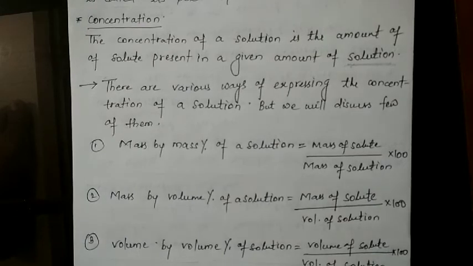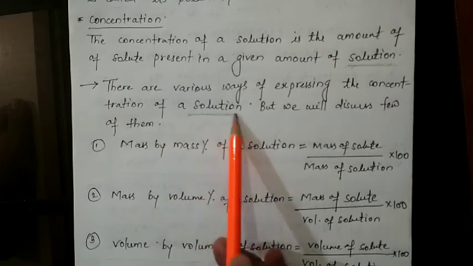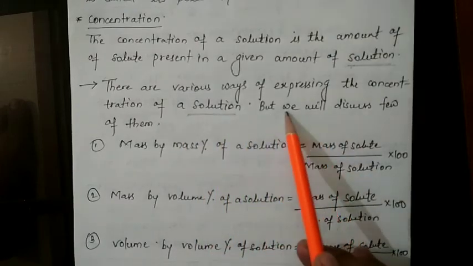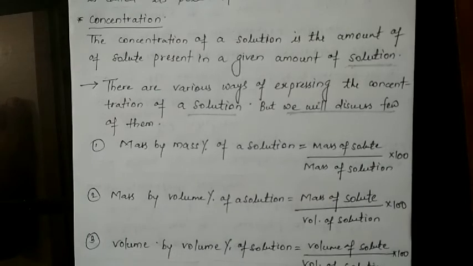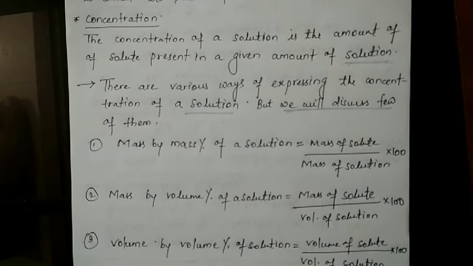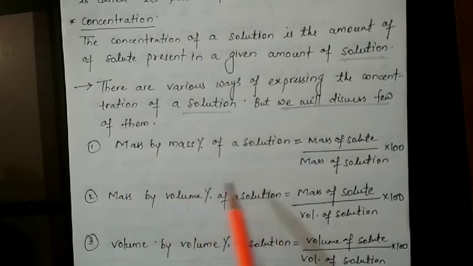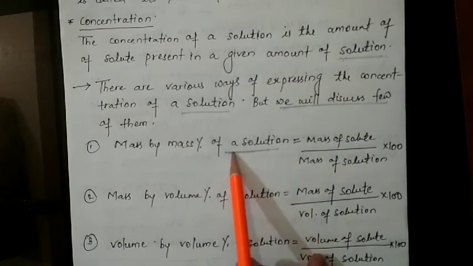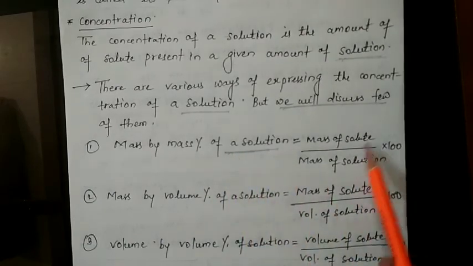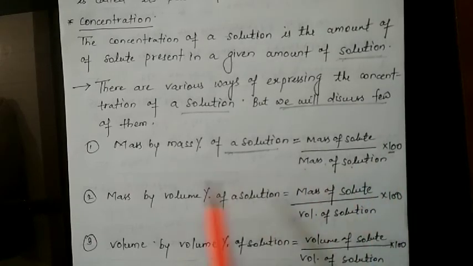There are various ways of expressing the concentration of solution, but we have to discuss here only a few methods which are given in your syllabus. First we will discuss mass by mass percent of solution. Its formula is mass of solute upon mass of solution into 100. So this is mass by mass percentage.